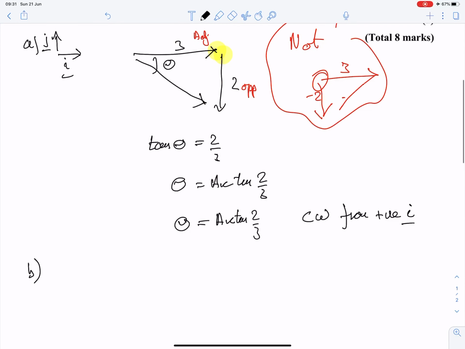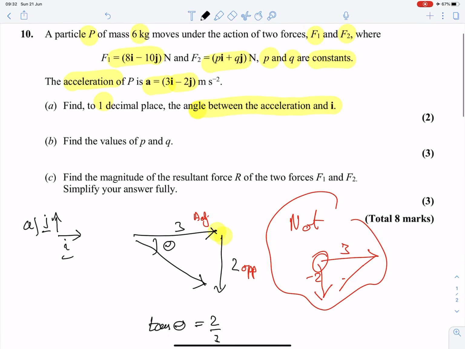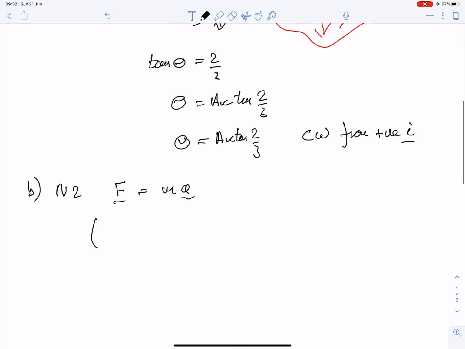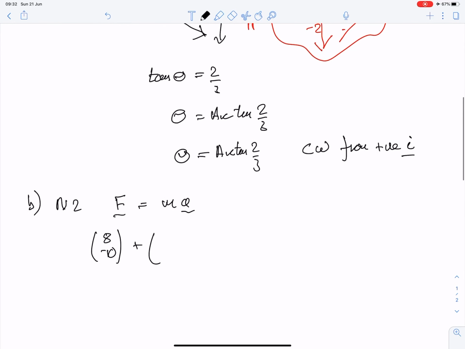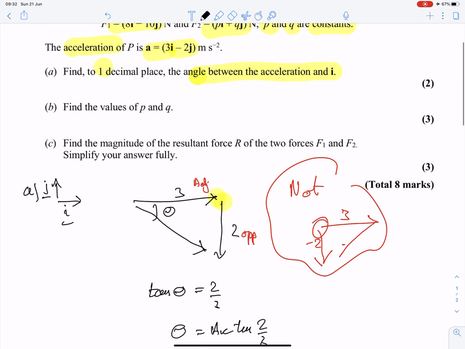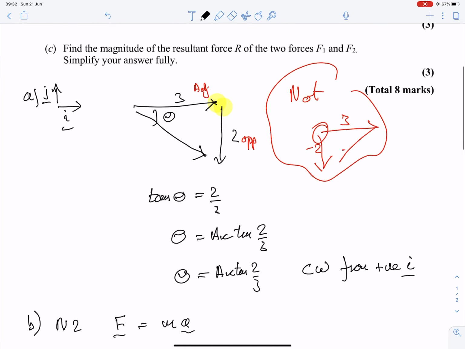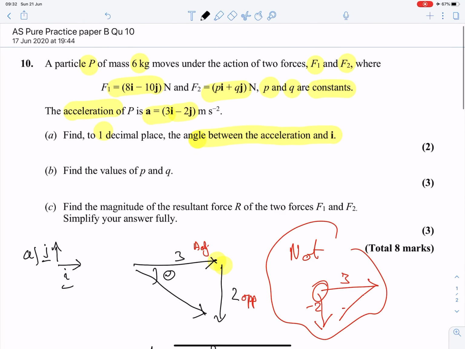We need to remember N2, F is equal to ma. The squiggles show that they're vectors. So we've got F1, which is 8i minus 10j. I would switch to column vectors. 8, negative 10, plus F2, which is P, Q, is equal to the mass, which is 6, times the acceleration, which was 3, negative 2.